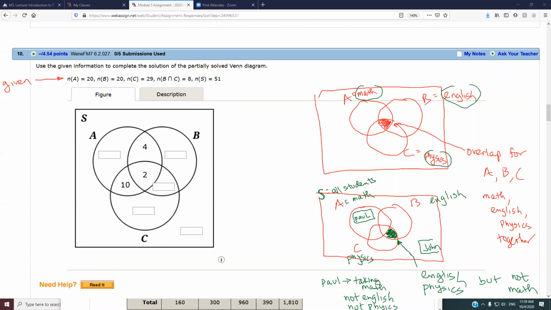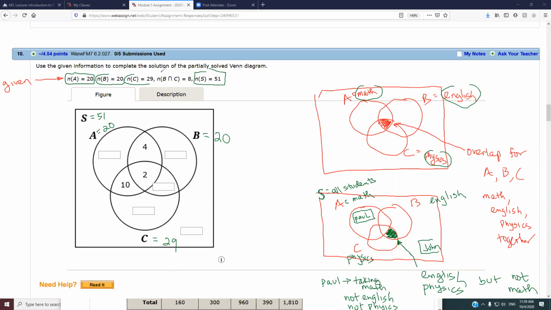All right, so now let's go to this example. All right, let me mark down a few items. They're telling me that the number of elements in the universal set is 51, so I'm going to mark this as 51. They're telling me that the entire set A is 20. And the entire set B is 20 also. And the entire set C is 29. So I'm just going to mark those on the Venn diagram.